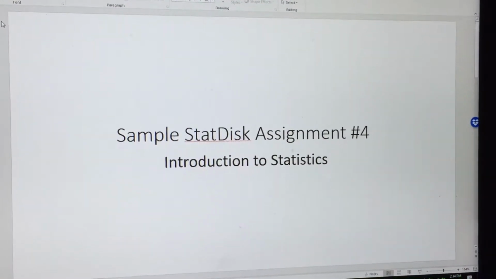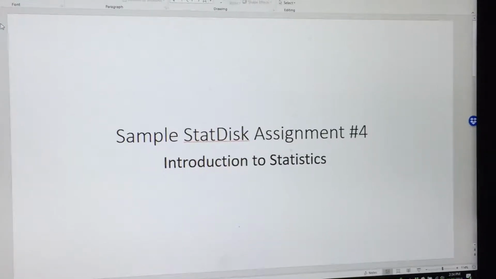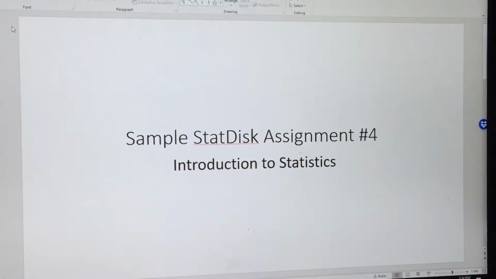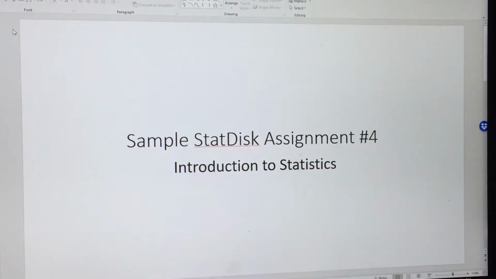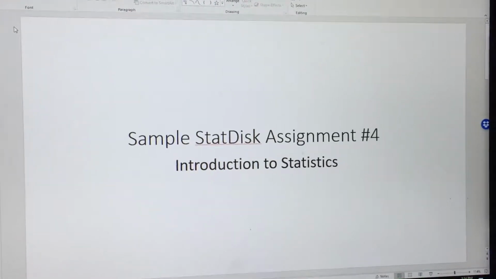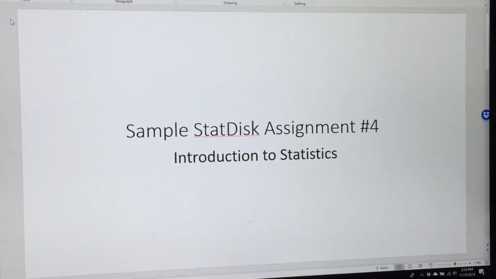All right, in this video, I'm going to talk about the StatDisk Assignment number 4. I'm only going to do the sample one. The sample activity deals with the actual StatDisk Assignment number 4 that you'll be completing on MyLabsPlus.